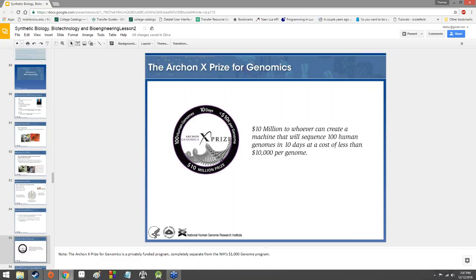Then there's also $10 million to whomever can create a machine that will sequence a human genome, or 100 human genomes, in 10 days at a cost of less than $10,000 per genome. This is an entirely different contest, funded not by the NIH, the National Institutes of Health. This is funded by, I don't know, Archon Genomics, I guess.